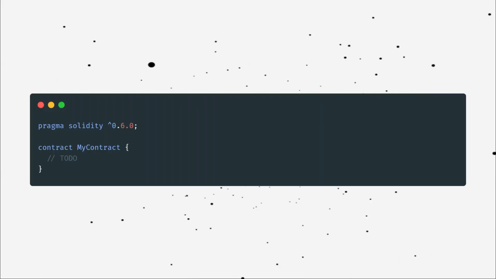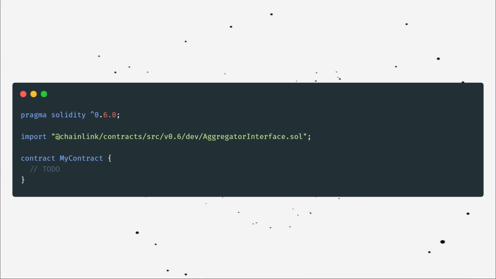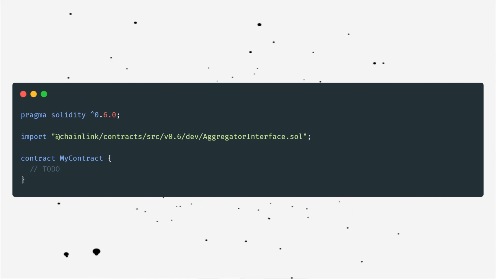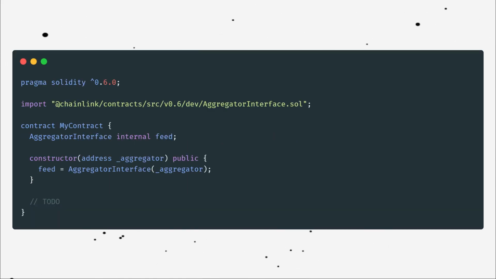First, we need to create an empty Solidity contract and set the Solidity version. Next, we need to import Chainlink's aggregator interface. This will allow us to easily query what Chainlink calls an aggregator, or decentralized feed. Next, we create a constructor and set the aggregator to a known address on the Ethereum network. Source code and the address to a working feed on Rinkeby will be linked in the description.